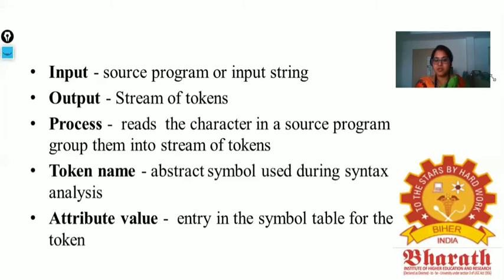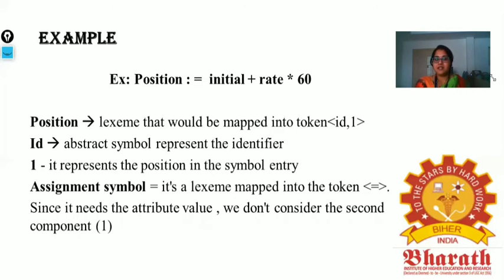The token name is an abstract symbol used during syntax analysis. Next is the attribute value. It represents the entry in the symbol table for the token. So we'll see an example. This is the character stream I'm going to pass into the lexical analyzer: position is equal to initial plus rate into 60.